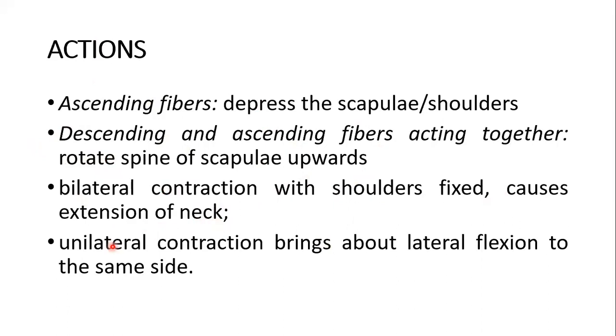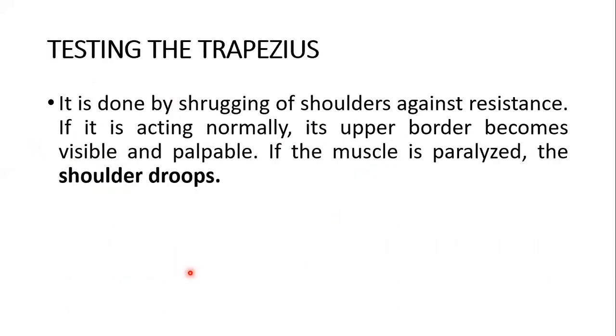Bilateral contraction with shoulders fixed causes extension of the neck. This is the trapezius action. And if one side muscle is contracted, it brings lateral flexion to the same side. How to test? Of course, shrugging of the shoulders is done against resistance. If it is paralyzed, the shoulder will droop, though the upper parts of the serratus anterior, etc., try to compensate for that loss, and successfully, partially at least, compensate for that loss.